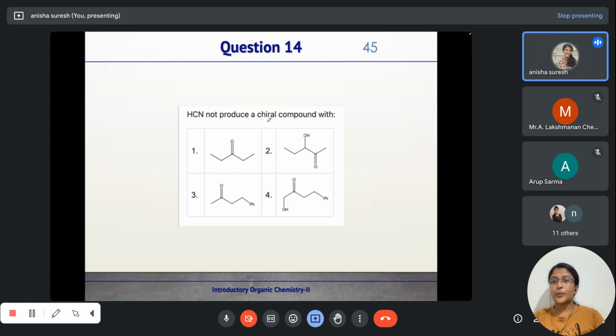Now coming to question number 14. HCN will not produce a chiral compound with which one? Four options are given. Here they are asking, when HCN is added, one of the compounds given here will not result in a chiral compound. Which one is that starting material?